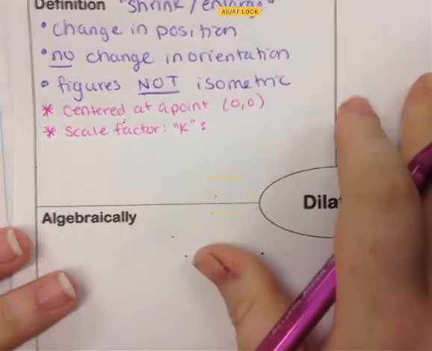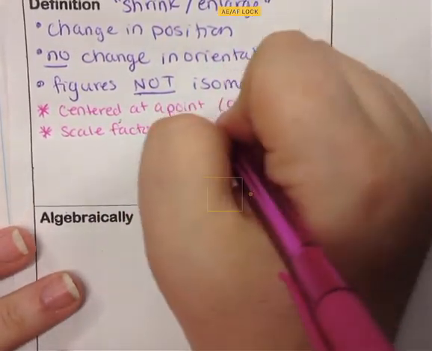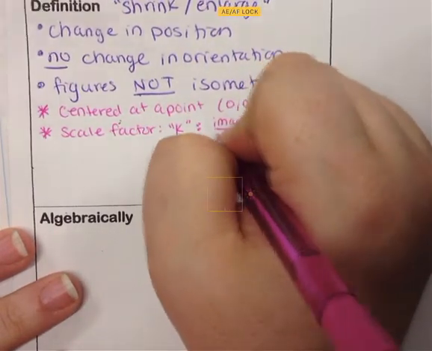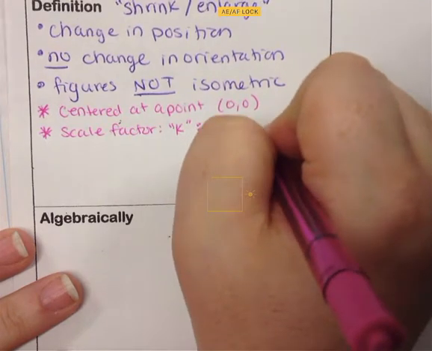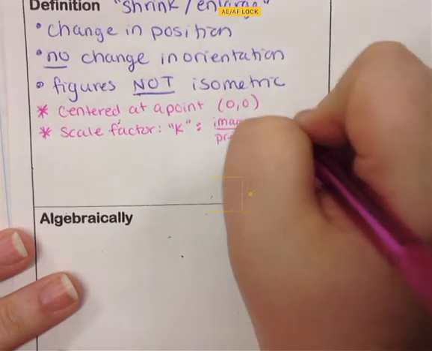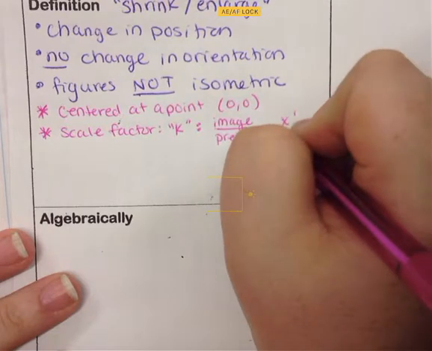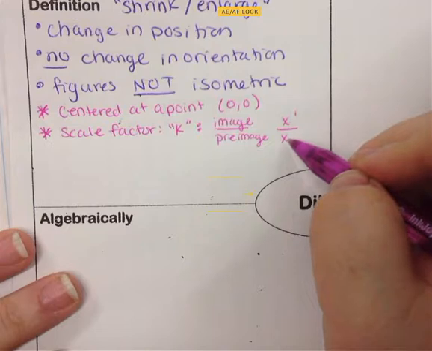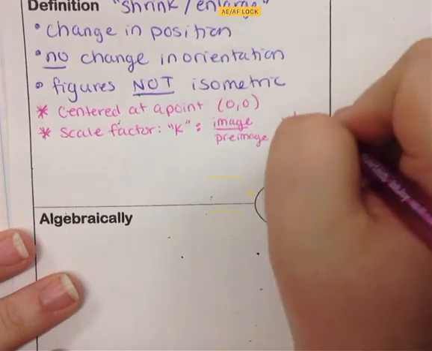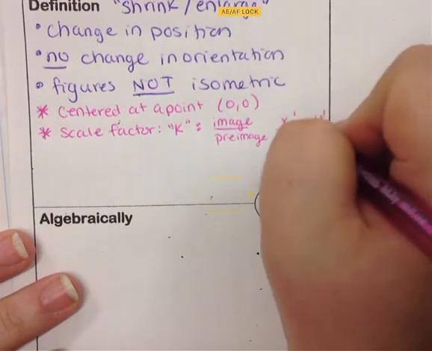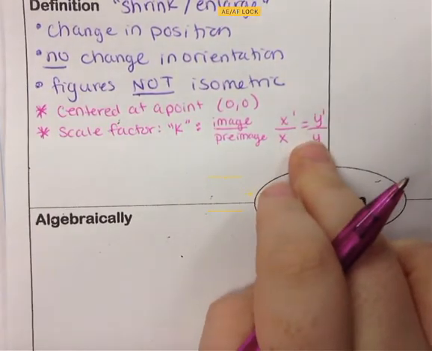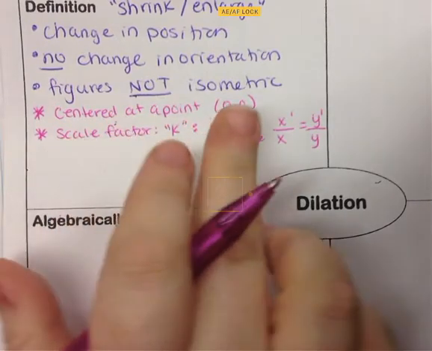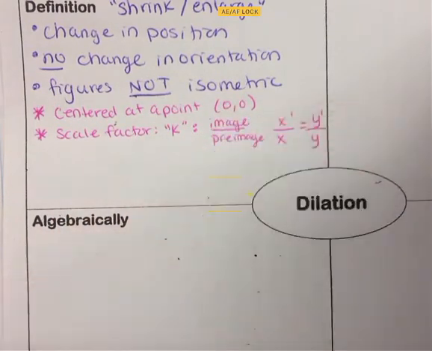To determine your scale factor of K, you actually take the image coordinates and divide it by your pre-image coordinates. So you could do x prime over x because image is prime, pre-image is not. And it should equal the same thing as your y prime over your y because you have to actually do the same scale factor to the x's and to the y's. You can't do one of them to the x and a completely different one to the y.